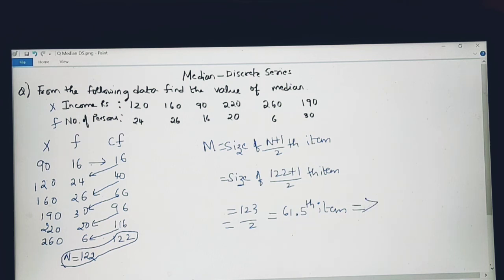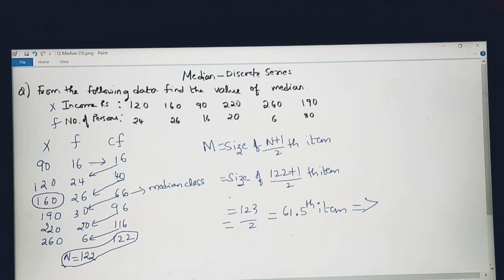Let's look at the CF column to locate this. Up to 40, everything is less than 61.5. So 66 is something which is more than 61.5. Here we will locate our median at the 66th value. This will be known as our median class. For 66, the corresponding value in the X column is 160. So this 160 will be our median.